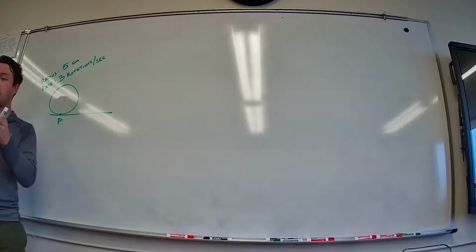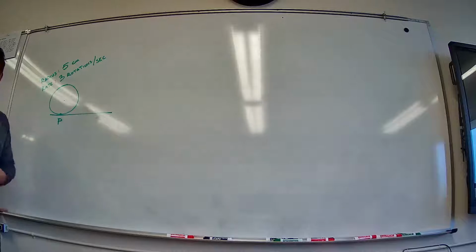Are there any questions on what the question is asking? What is the height of point P as a function of time? Yes, that's what it's asking. It's asking, can you write a formula that would tell you the height of this point at any given moment in time, based on the fact that you know the radius and the thing is rolling, right?